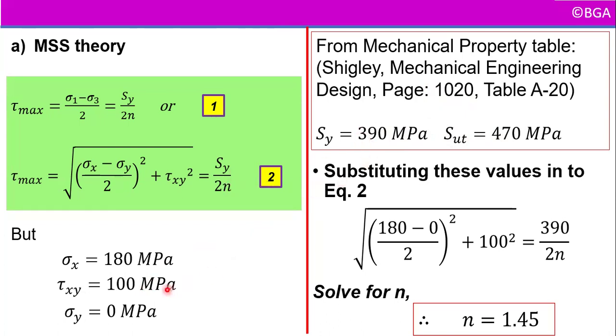If you substitute all values into equation number 2, you'll get this equation where all values are plugged in. So the only unknown here is the factor of safety n. Calculating the value of n, you get the factor of safety to be 1.45. This is the factor of safety found using maximum shear stress theory.